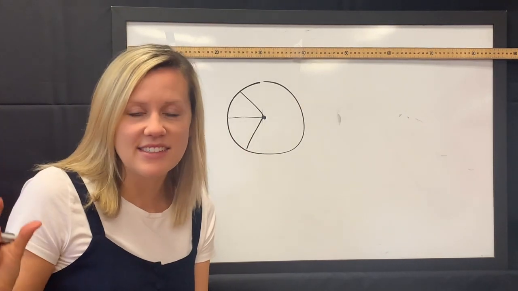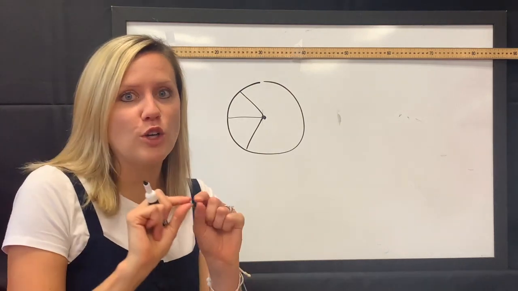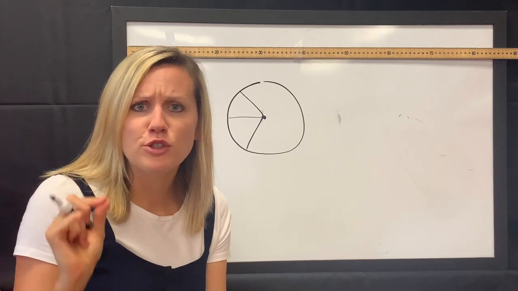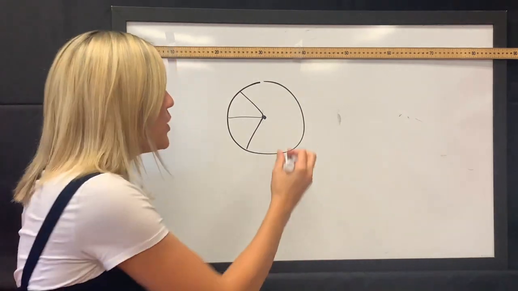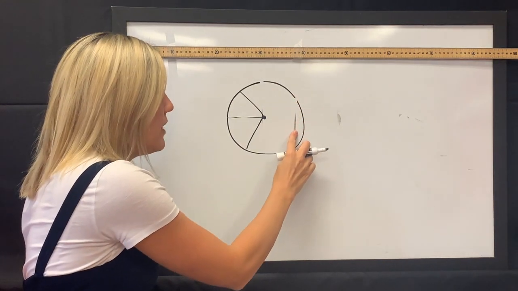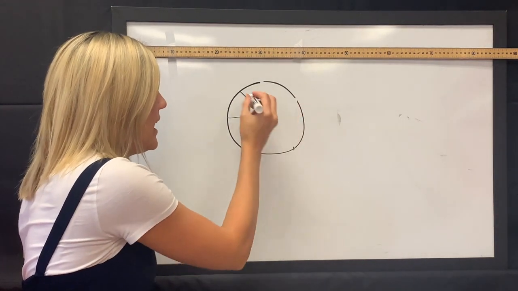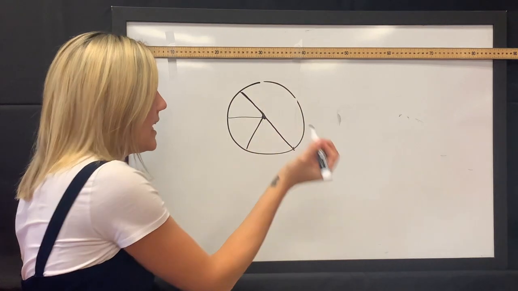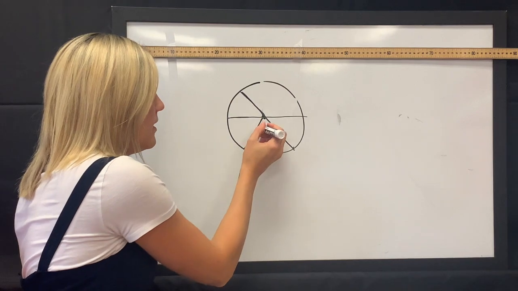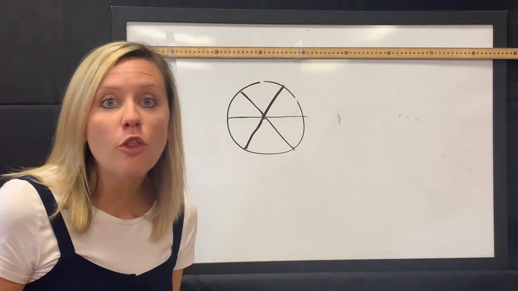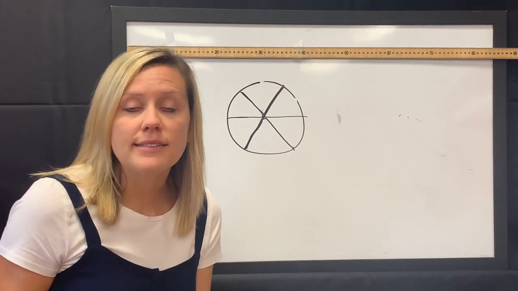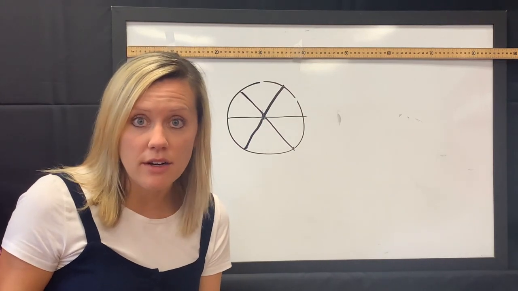It's that distance. The diameter goes all the way across the circle, and you want to make sure the diameter goes through the center. The diameter would not be like that. We want it to go all the way through. It's the longest line we can make. So this would be the diameter, this would be the diameter, this would be the diameter. It's all the way across. The diameter is double the radius, and the radius is half the size of the diameter.